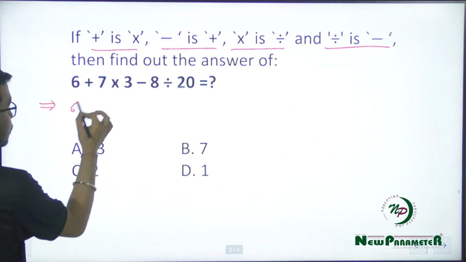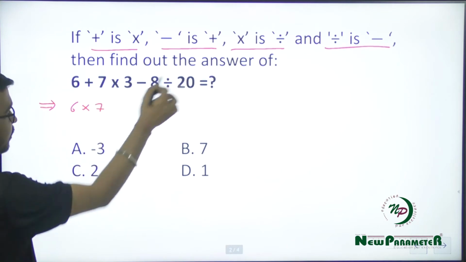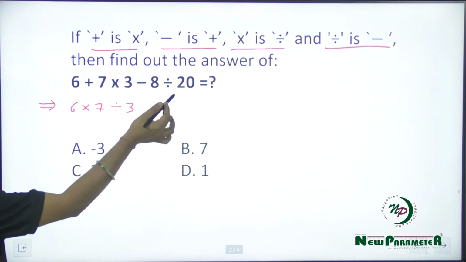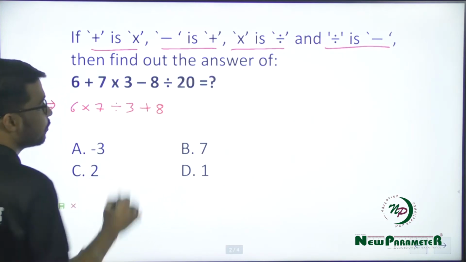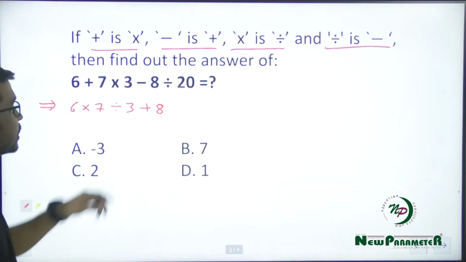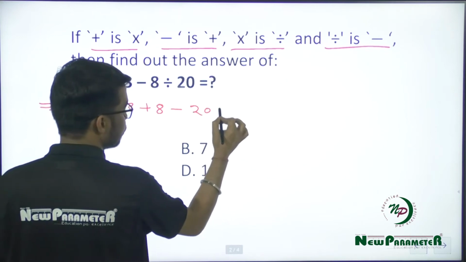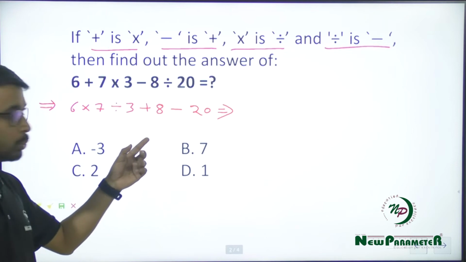Plus means multiply. So 6 plus 7 means 6 multiply 7. Multiply means divide. So this would be 7 divided by 3. Minus means plus. So 3 minus 8 would be 3 plus 8. And divide means minus. So 8 divide 20 is 8 minus 20. Now I will be solving this equation according to the rule of BODMAS.